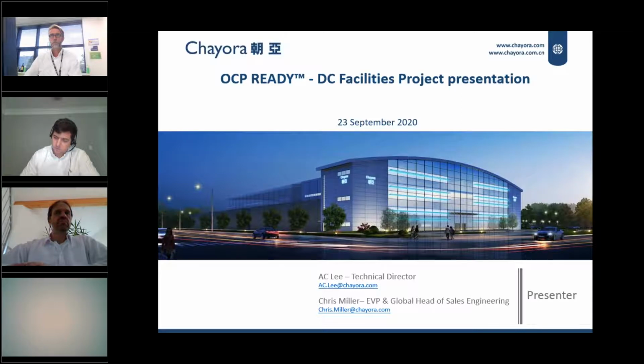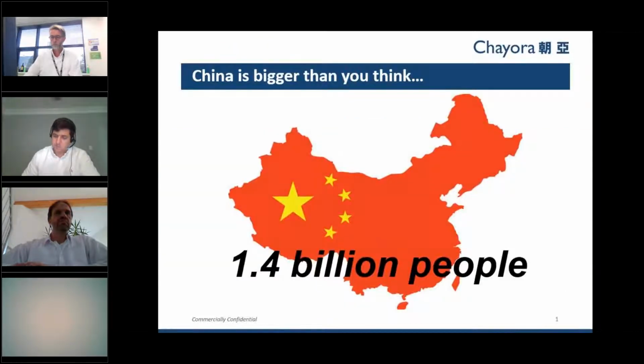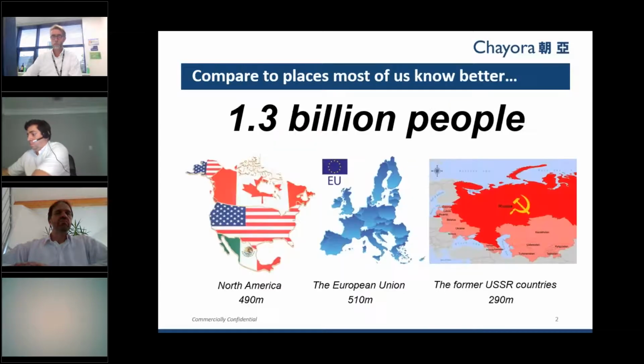So AC, you can't see it. So first page, second page, just a couple of bits and bobs to put it in context. China's big, and the opportunity for the OCP community is big. 1.4 billion. It's compared to North America combined, New Mexico, US, Canada, the whole of the European Union, and the whole of the former USSR combined, plus 10%. It's just a big place.